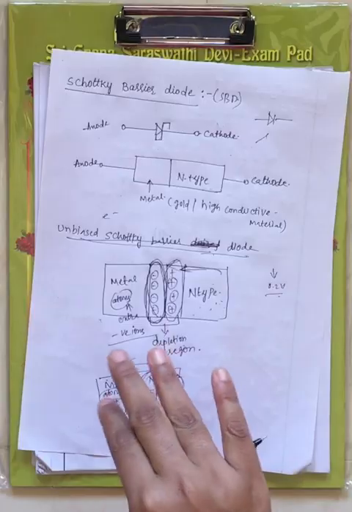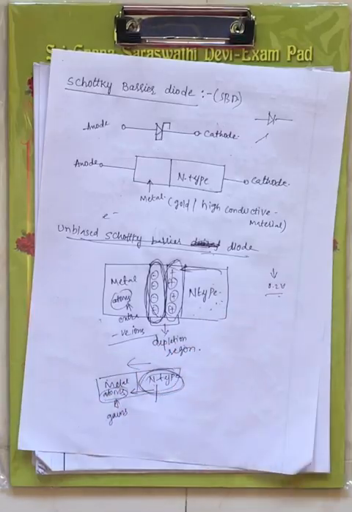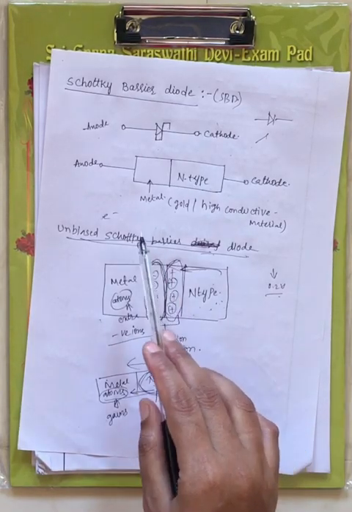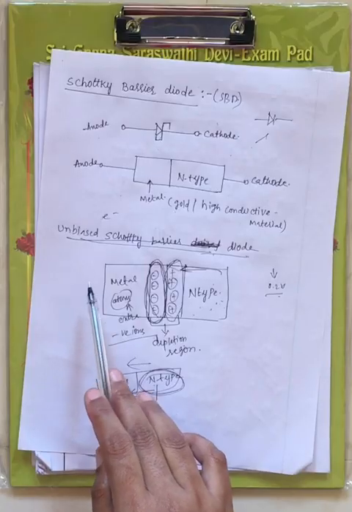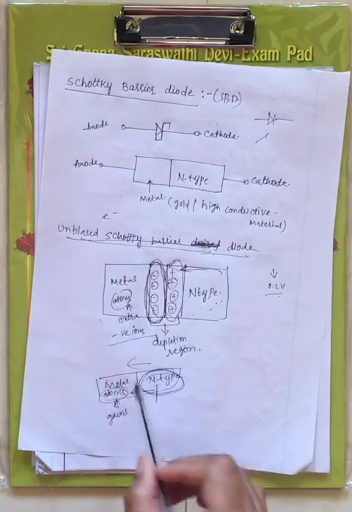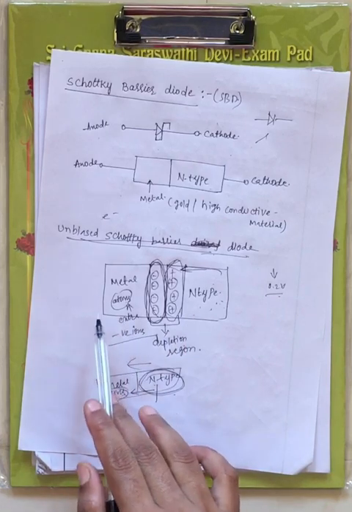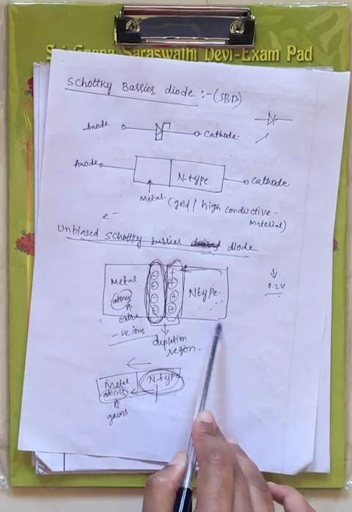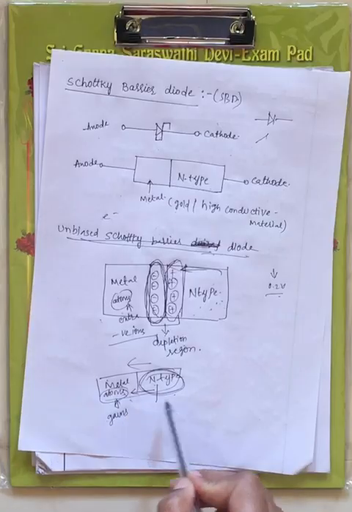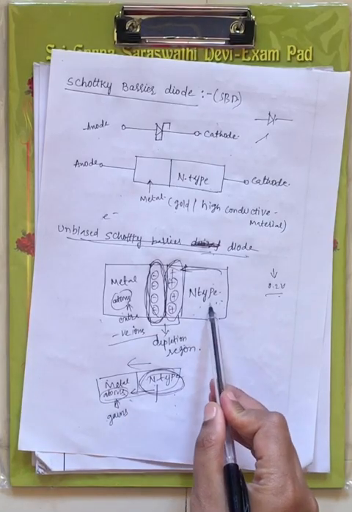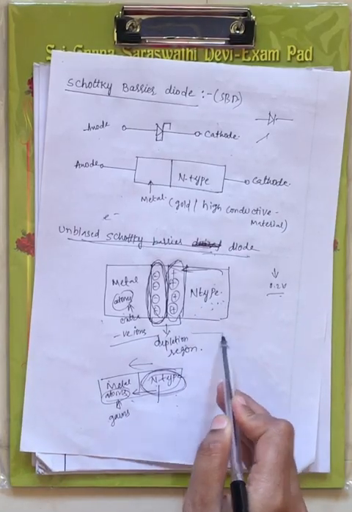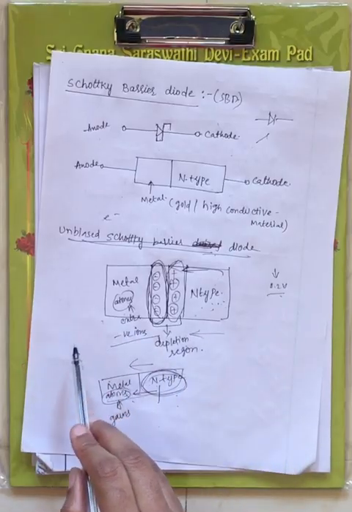Because of that less reverse recovery time, this Schottky barrier diode is used at higher frequencies, that is, microwave frequencies. Now let us see the Schottky barrier diode under unbiased condition. When you are combining metal with n-type, the Schottky barrier diode is nothing but diffusion of metal with n-type. Whatever electrons are present in the n-type will move towards this metal.